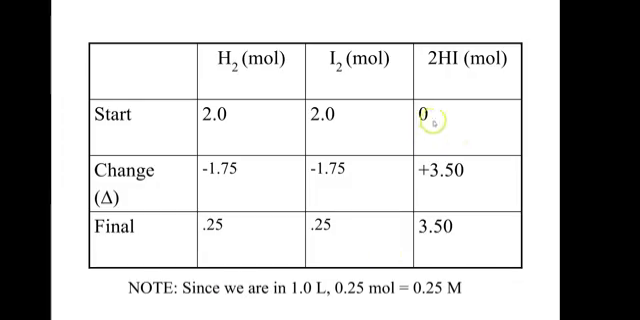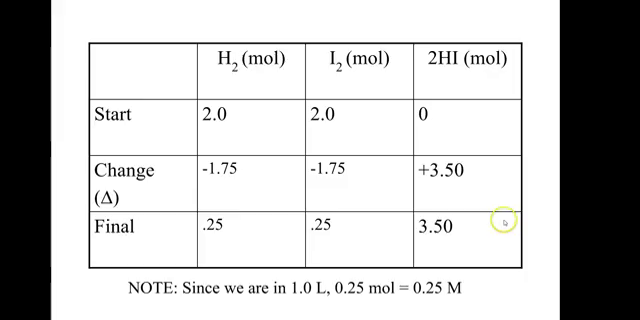So if we gain 3.5 because of stoichiometry, for every 2 that I gain here, I must have used up 1.75 here, because it's a 1 to 2 ratio. So if I use 1.75 here, that will always give me 3.5 moles here. And so I wrote that down. I must have lost 1.75 here. That's the change.